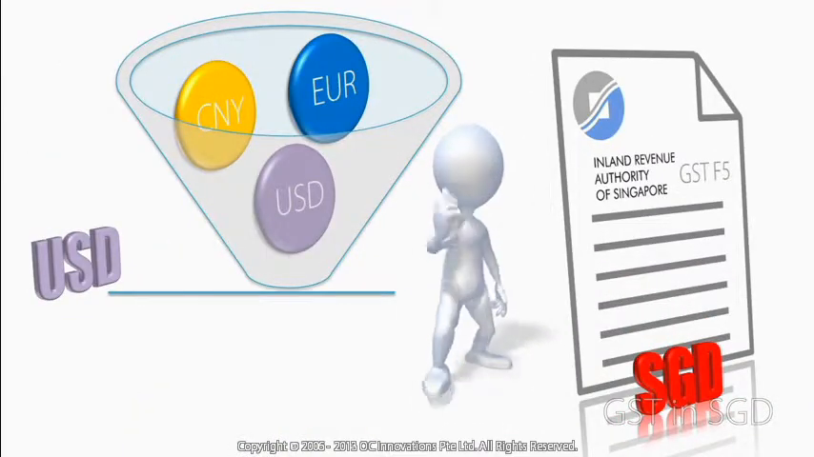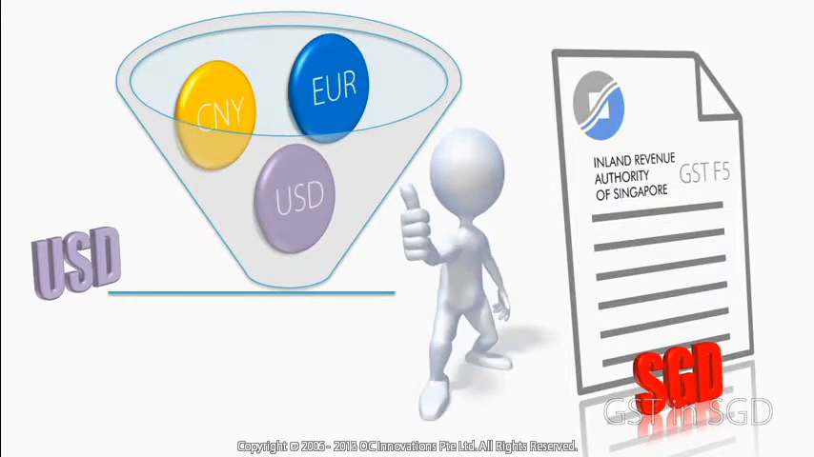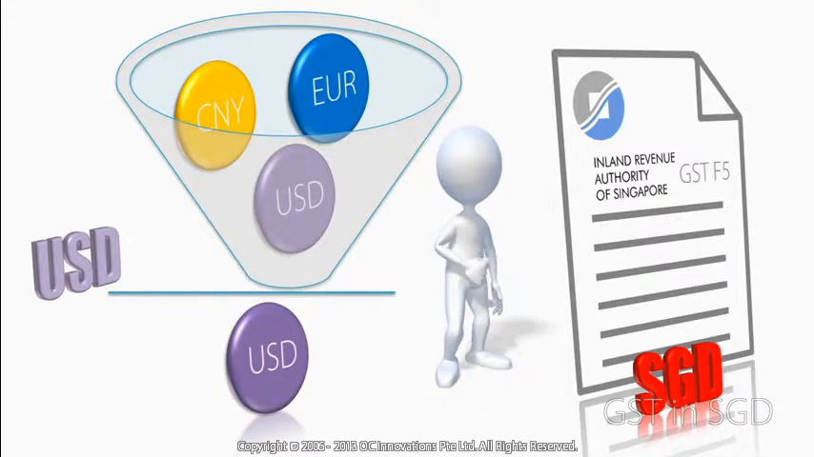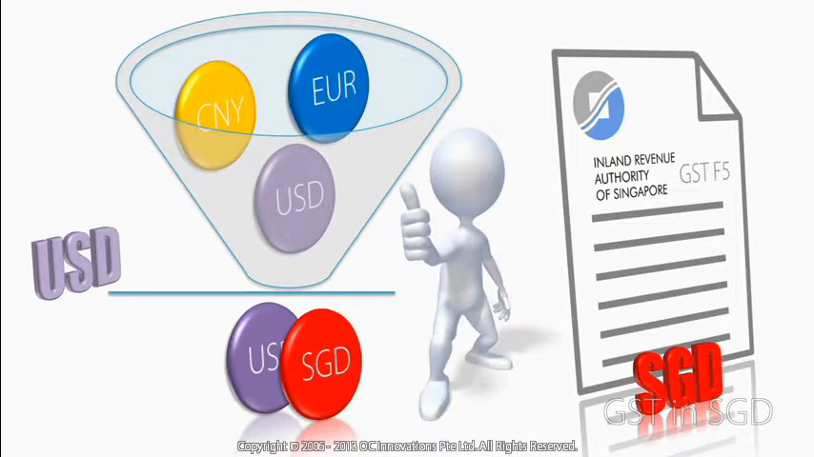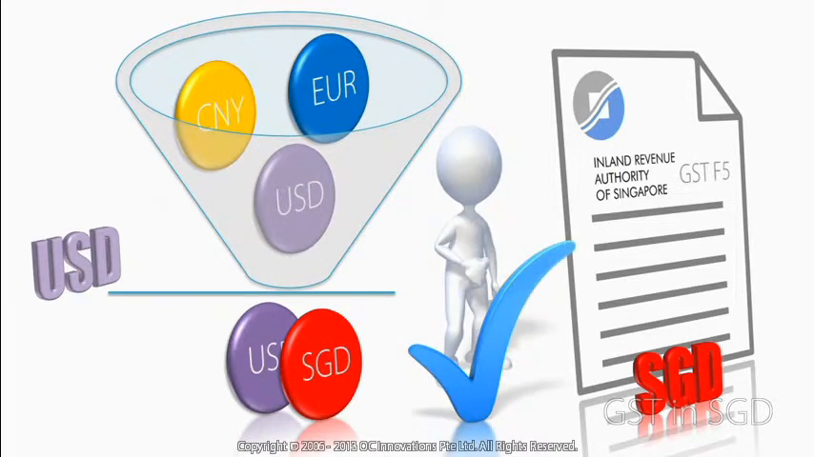Good news. With the OCI system, this is not a problem at all. The system keeps every transaction recorded in both the required base currency and also in Singapore dollars. Hence, it is able to generate the F5 report directly.